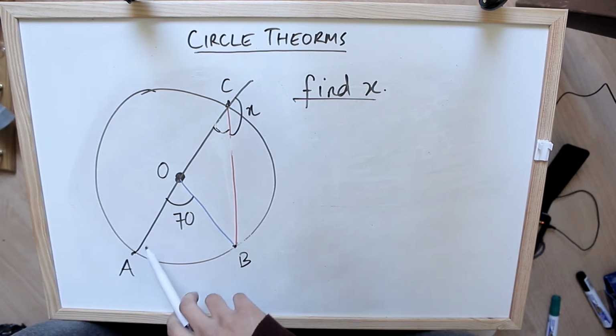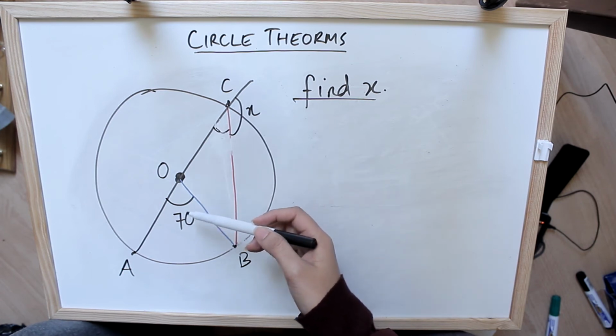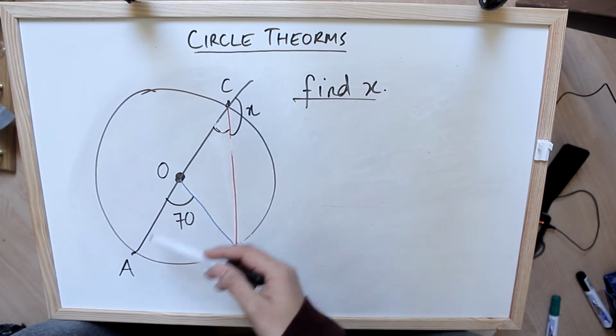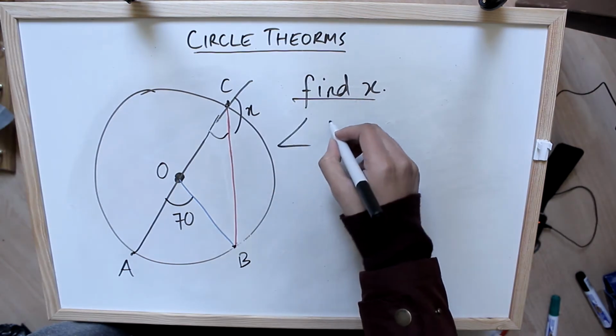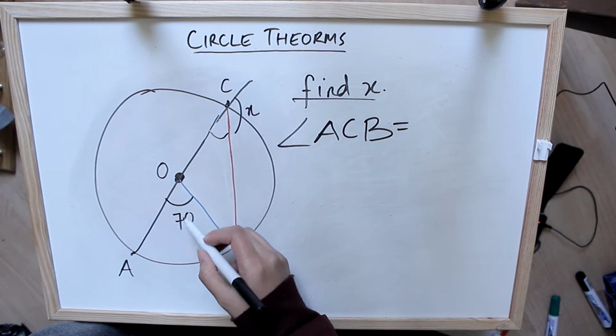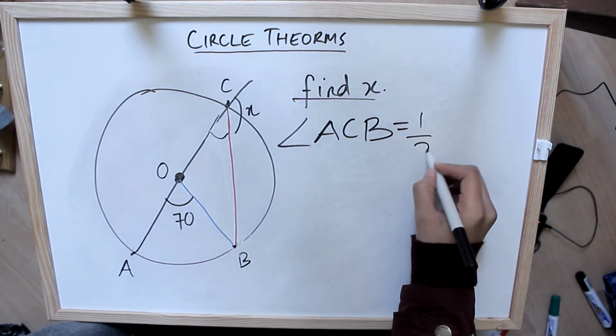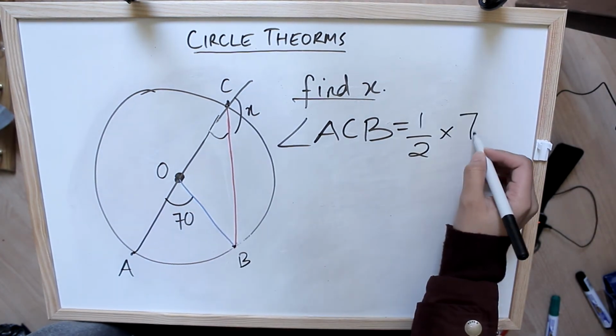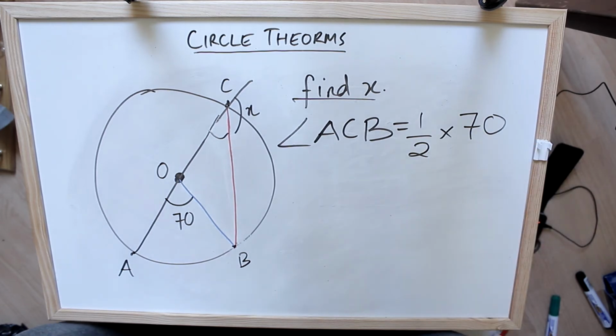So we know that the angle created at the midpoint by A and B is going to be twice as big as the angle created at the circumference by these same points. So angle ACB equals half of the angle at the midpoint. So half times 70.